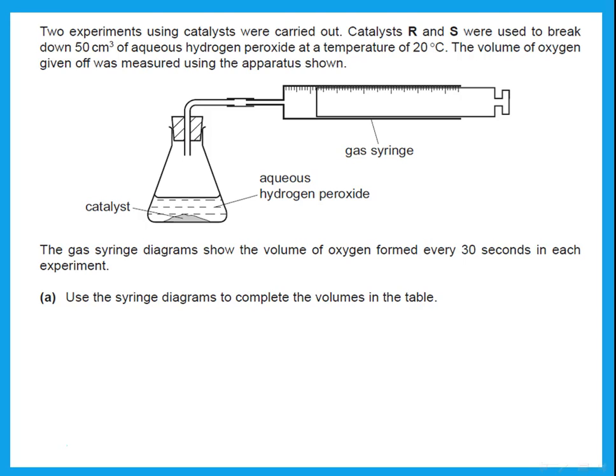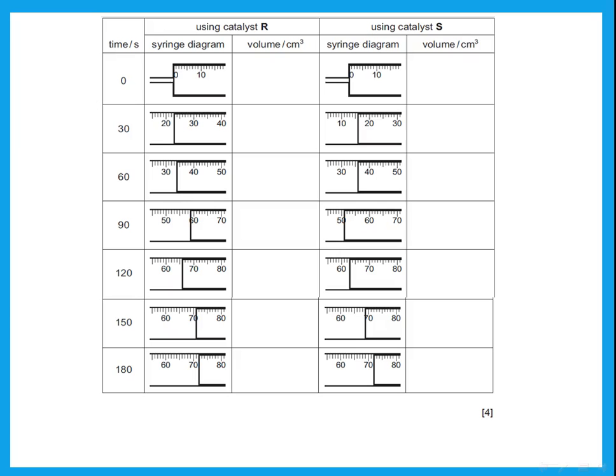Okay, the volume of oxygen given out was measured using the gas syringe. The gas syringe diagrams show the volume of oxygen formed every 30 seconds in each experiment. Use the syringe diagrams to complete the volumes in the table. So you have these, and I hope you were able to read the syringes properly. So that first one, at time 0, both of them have a volume of 0. At time 30, the first one is 23 and 16, then 34 and 36, and so on. Please compare your numbers. They should be exactly the same.